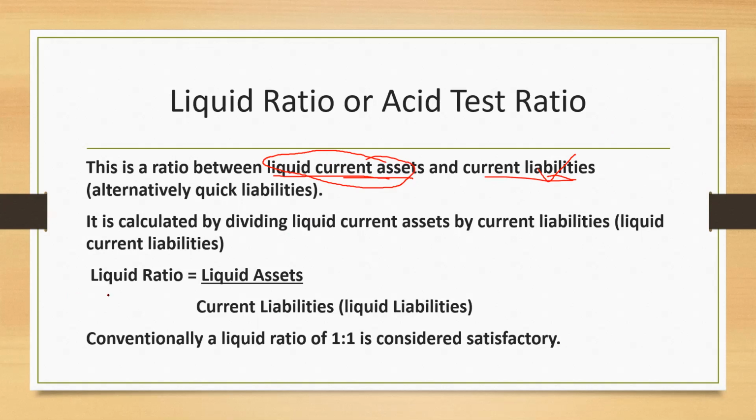Okay, so the formula for liquid ratio is liquid assets divided by current liabilities. Sometimes it is also used as divided by liquid liabilities. I'll explain what liquid liabilities are, but in your syllabus it is generally current liabilities, so you'll use the formula liquid assets divided by current liabilities. Conventionally, the ideal ratio for that is 1:1. That means it is considered satisfactory if the firm's liquid ratio is 1:1.